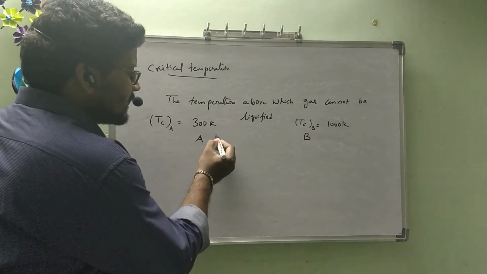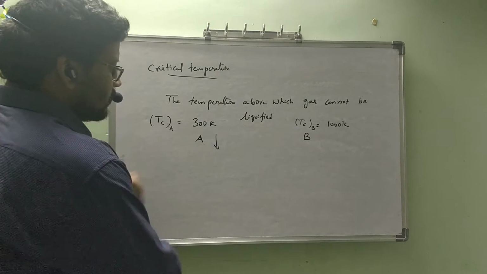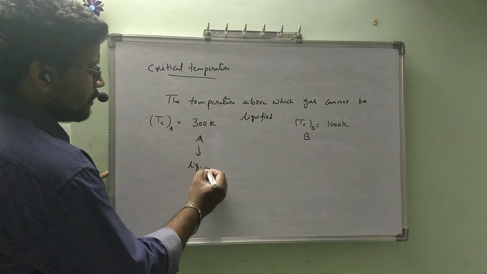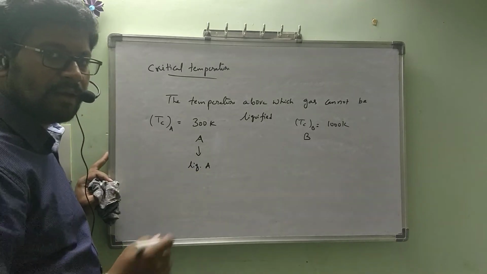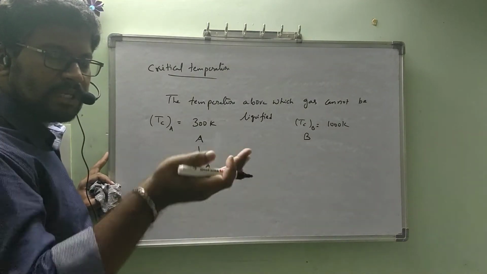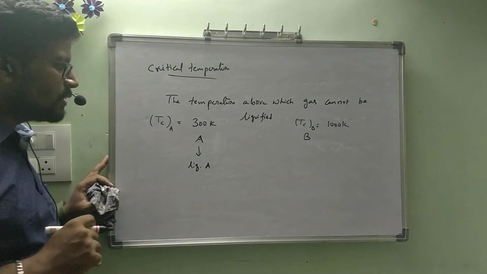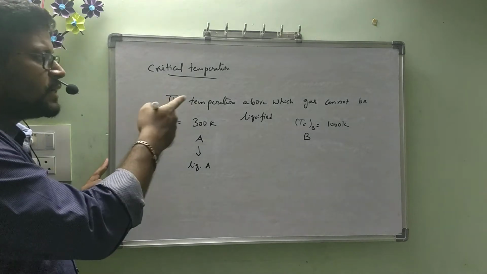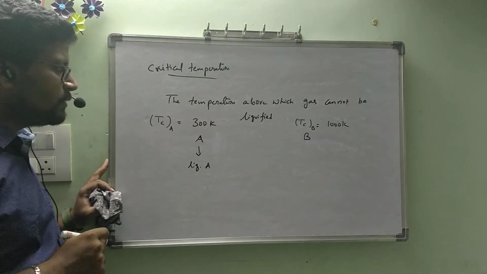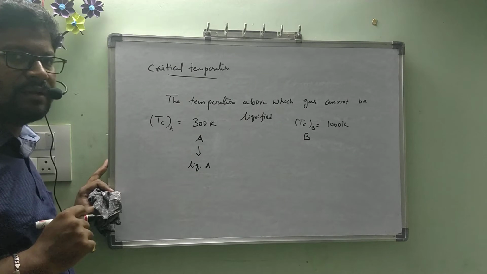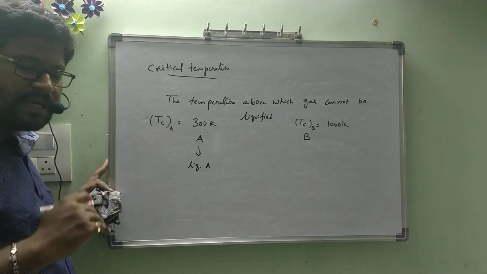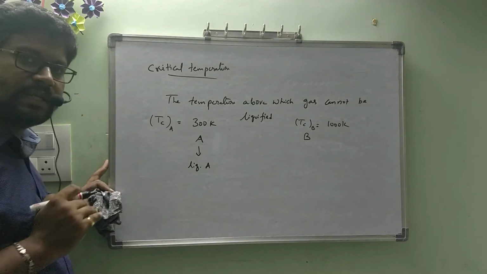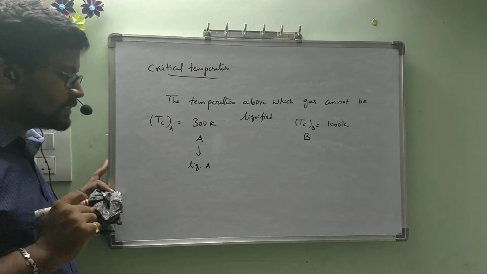To liquefy the gas A into liquid, what is the temperature required? Below 300 Kelvin. Above 300 Kelvin it is not possible to liquefy gas A, because the critical temperature decides the temperature above which gas cannot be liquefied. So we have to maintain the temperature below 300 Kelvin to liquefy the gas.